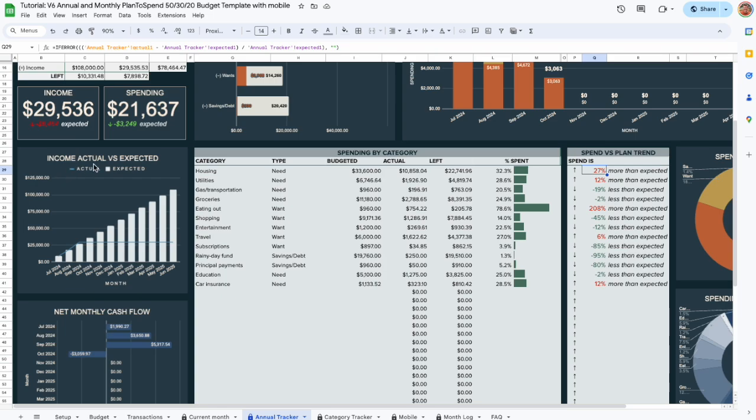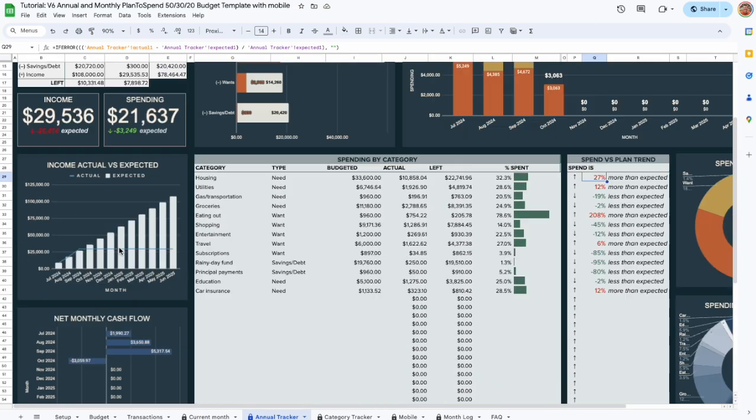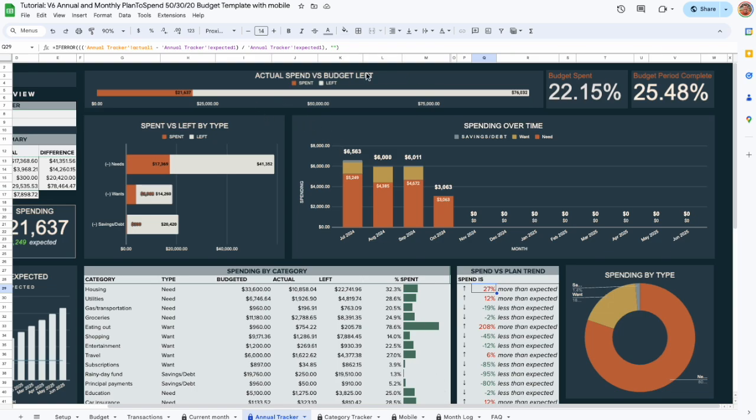Also gives you more of a ramp up view of that income actual versus expected and how you're tracking to it, and a net monthly cash flow. Since it's the start of the month, my mortgage has been taken out, my utilities, but I haven't received a paycheck. This doesn't surprise me too much to see, but in general, you want to be seeing some net cash. Up top, you get the actual spend versus budget left overall, but then also broken down by those needs, wants, and savings. So you can see how you're doing in those categories.